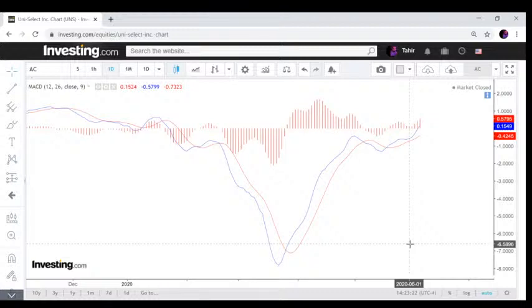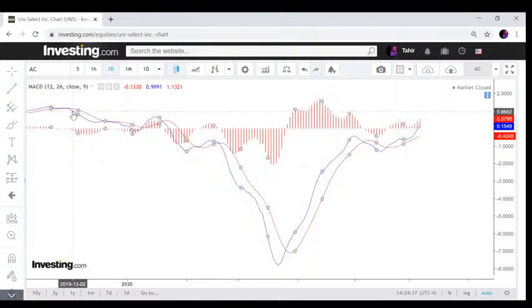And for 12 and 26, I was about to come to this. Like the name suggests, MACD 12, 26, close 9. So this MACD line, the blue line, is the moving average of two points in time. We calculate the difference of the moving averages of the two periods: one is 26 and the other is 12. So we consider the moving average of the last 12 periods and the moving average of the 26 periods. We calculate the difference between these two averages and plot it over a period of time. When we calculate the difference, we get a number, and you put a dot here, then another dot, and then we join all these dots, so we get a line.